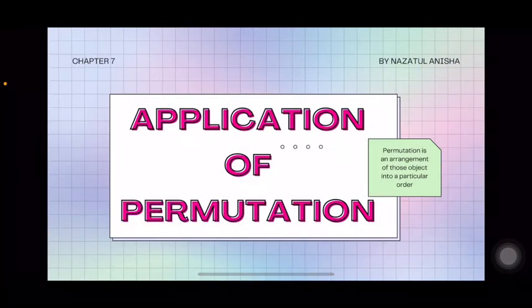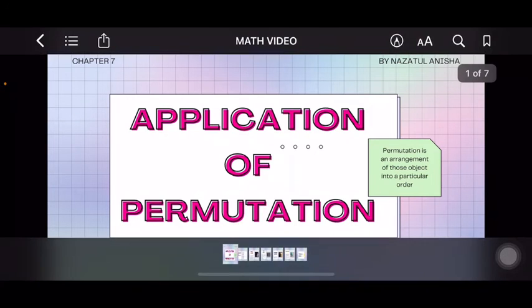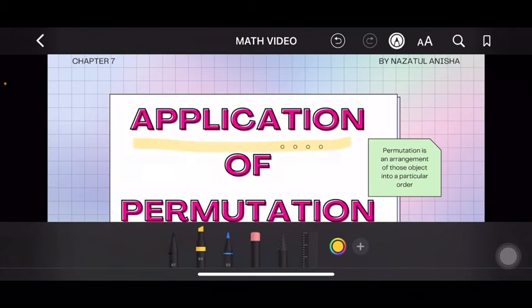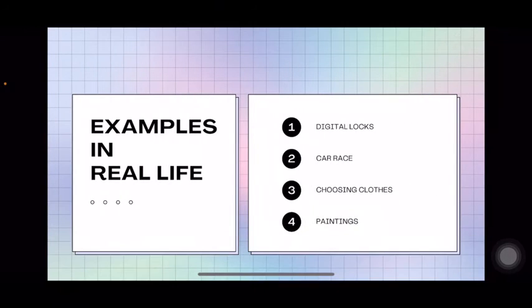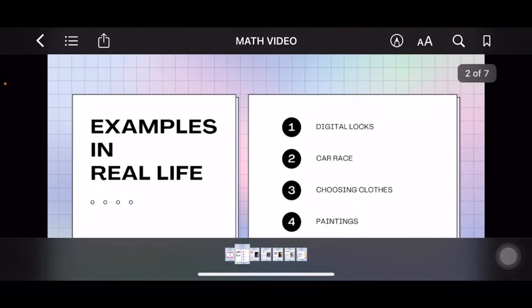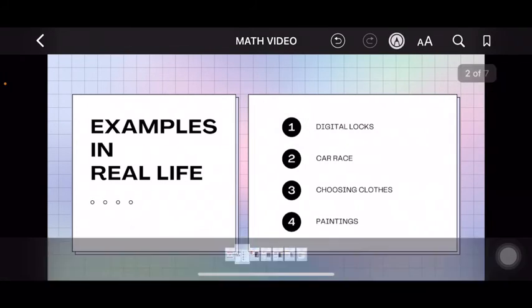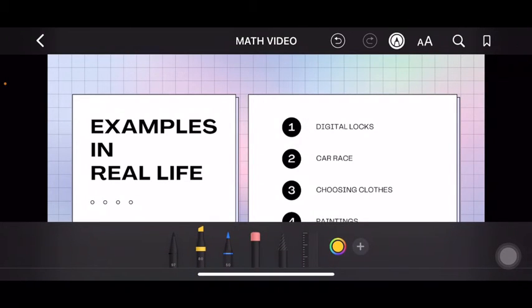This is NAZATUL ANISHA binti AZHAR, and I'm going to explain about applications of permutation. So, permutation is an arrangement of objects into a particular order. There are many examples in real life, but I choose a few examples to explain in detail. The first one is digital locks, the second one is car race, the third one is choosing clothes, and the fourth one is painting.